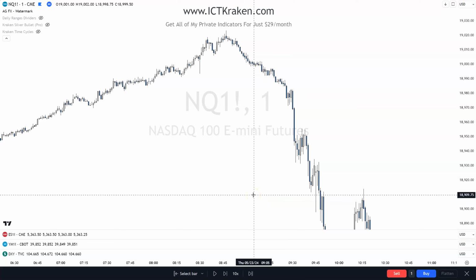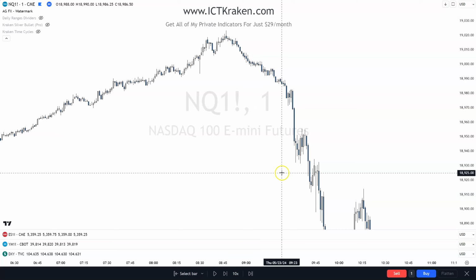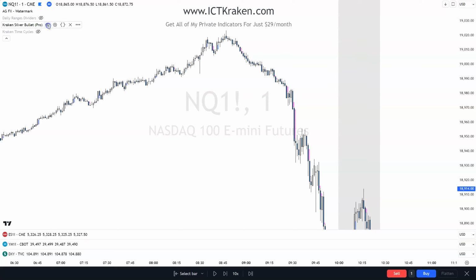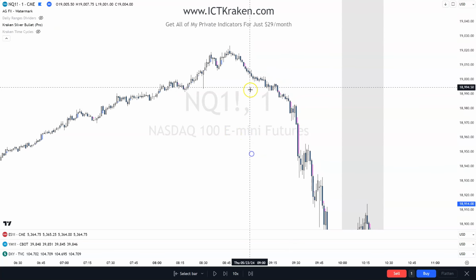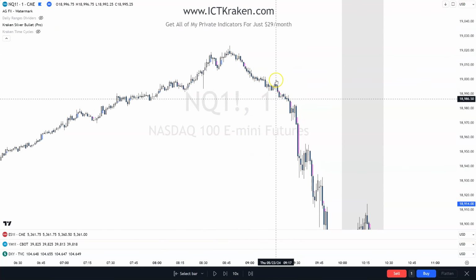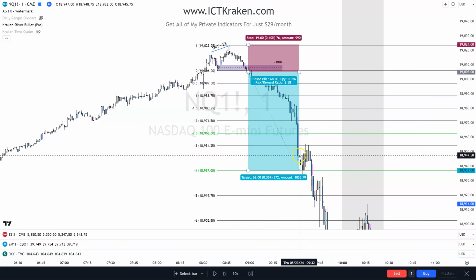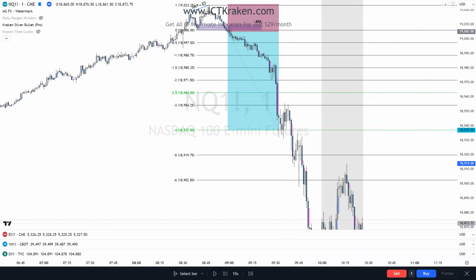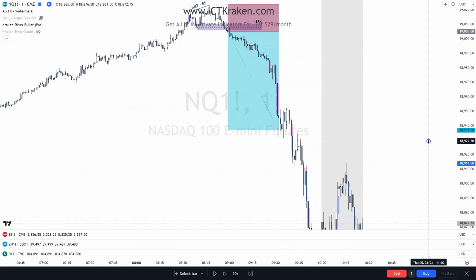Today I want to go over the AM Silver Bullet for Thursday, May 23rd. The first thing I'm going to do is turn on the Kraken Silver Bullet Pro. Now, I just showed you this trade. I think it probably came out yesterday, this one, the high of the day trade. So this is off the piggyback of that trade, so I'm going to leave this one on here.